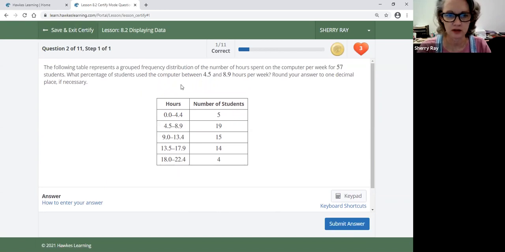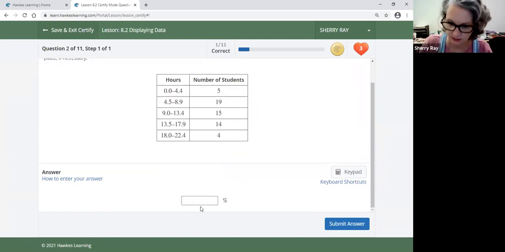What percentage of students use the computer 4.5 to 8.9 hours? Looks like I have 19 between 4.5 and 8.9. And I'm going to divide that by 37 or 57. I'm sorry, that's the number. And multiply that by 100. That gives me 33.3.